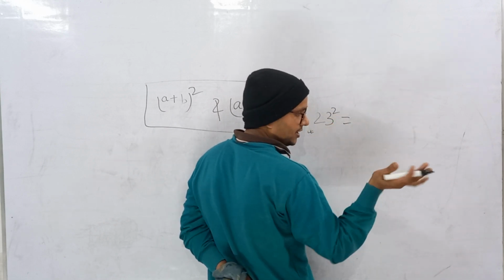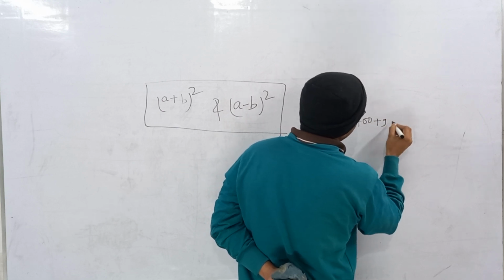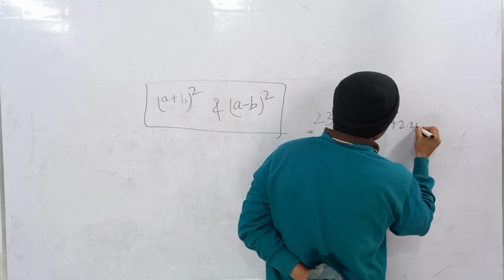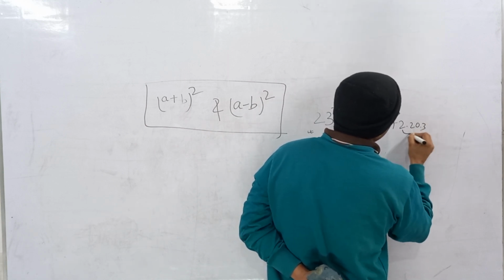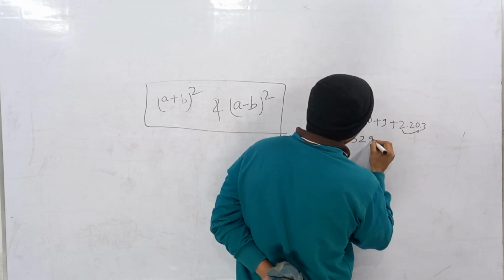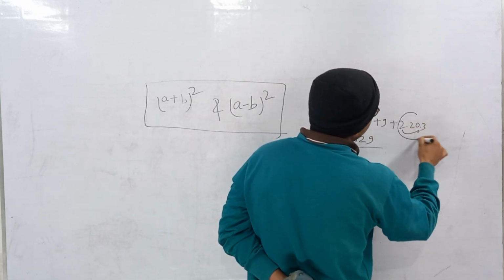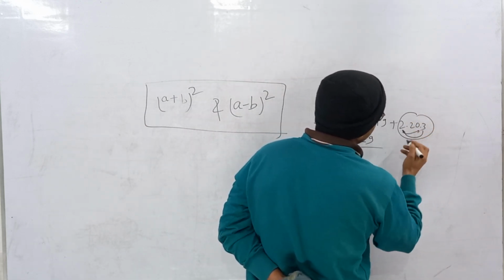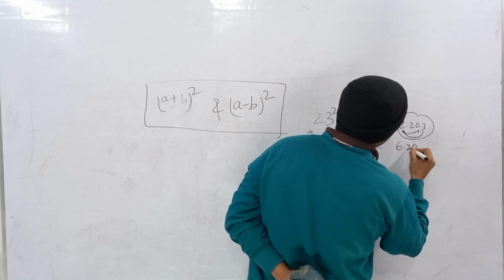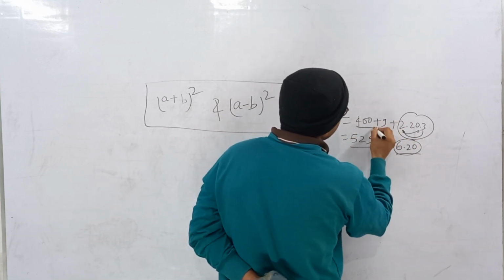I am now explaining it in short, so you can do it in your mind. 400 plus 9 plus 2 into 20 into 3. So how much will you get? 529. Okay, so now you can easily do this mind calculation. Suppose nearest one, 2 into 3 means 6, into 20. This thing you can do easily in your mind.